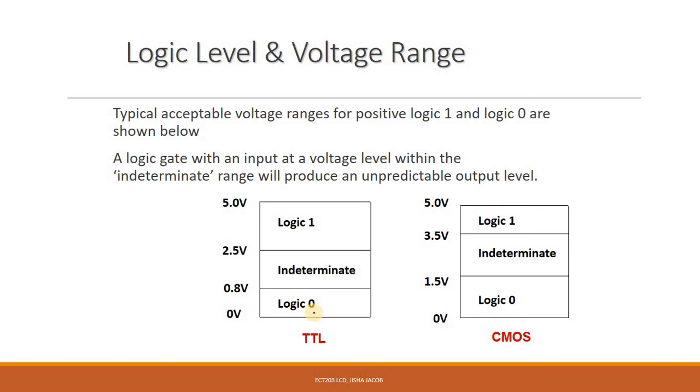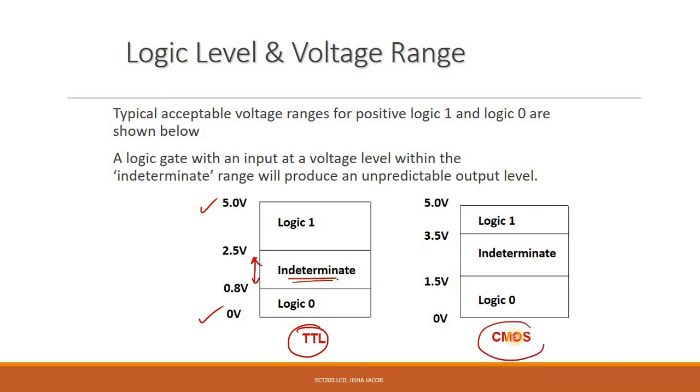The ranges that we talked about earlier: for TTL, the voltage is 5 volt and 0 volt. And between 0.8 and 2.5 is not defined. That is why it is referred to as indeterminate. Let us hope that the circuit does not go into this voltage range, because if it does, the gates or the modules will not be able to determine whether it is 0 or 1. That is why it is called indeterminate.